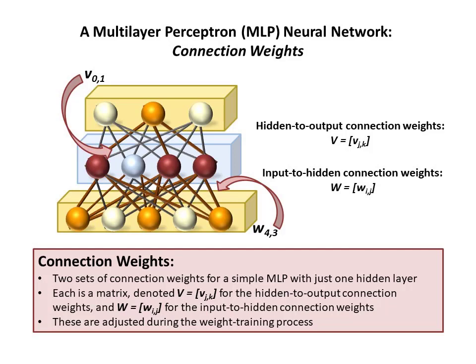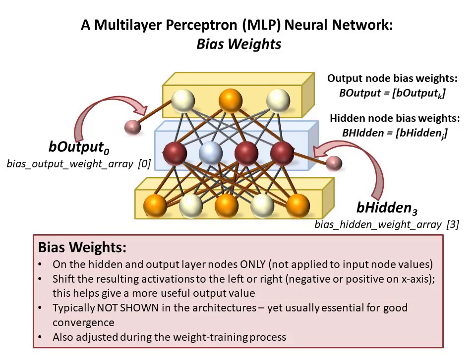In this illustration, I'm pointing with those curved pale red arrows to 2 different connection weights. The one connecting the input to the hidden layer is denoted W, that's a small w actually, 4, 3, the 5th input node connecting to the 4th hidden node. Similarly, we have V sub 0, 1 as the first, the 0th, hidden node connecting to the second, subscript number 1, output node.